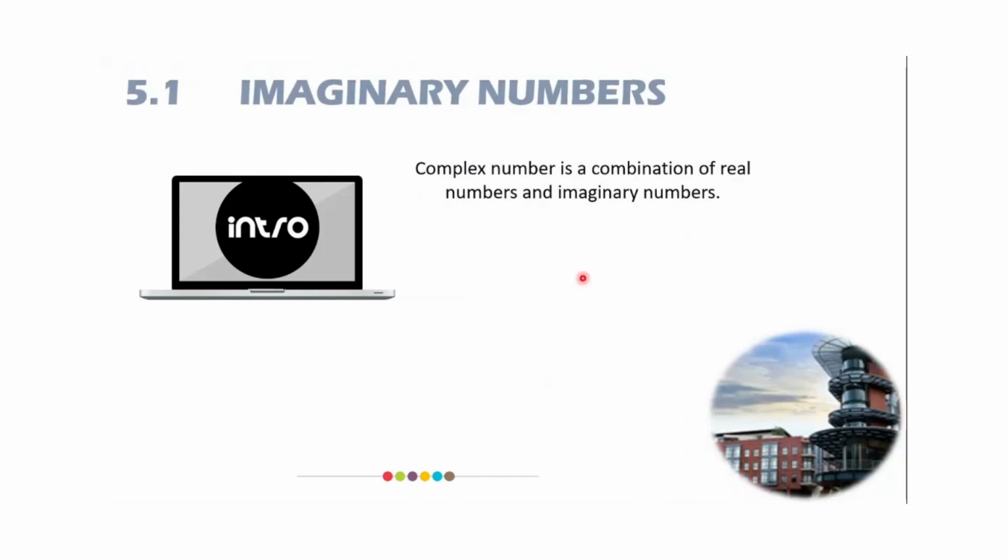Complex numbers is a combination of real numbers and imaginary numbers. Okay, this is an example of a complex number: a plus bi. a and b are any numbers. So, for example, 7 plus 3i. This is an example of a complex number. 7 is the real number. 3i is the imaginary number. And then it becomes a complex number.